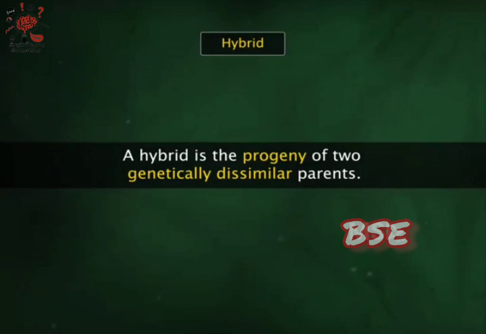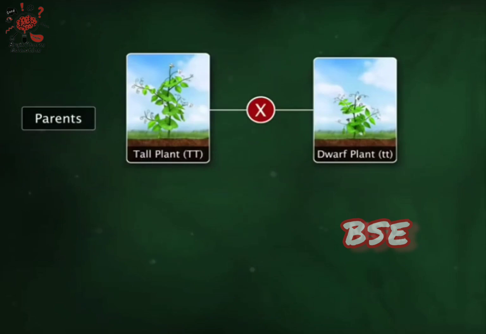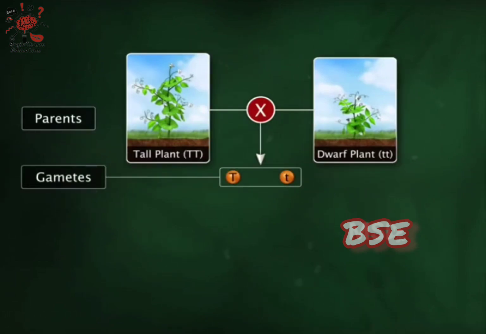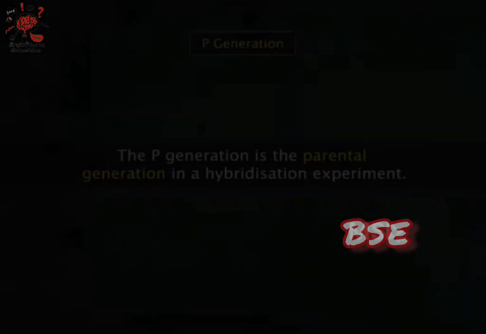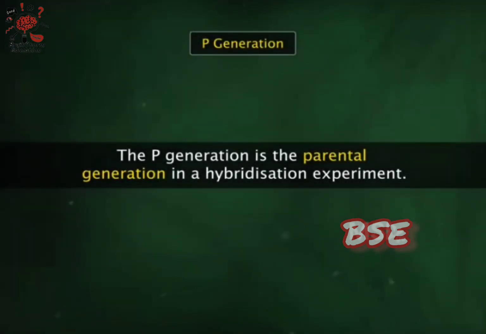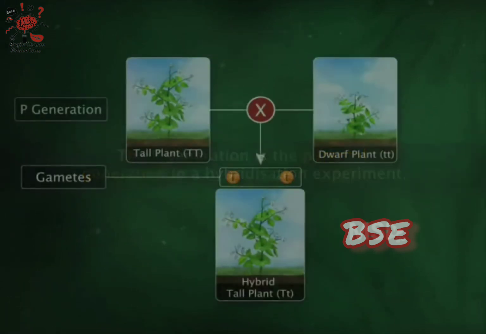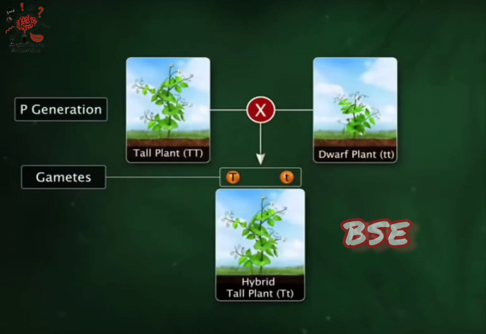Hybrid. A hybrid is the organism produced by crossing two genetically different parents. For example, in a cross between tall and dwarf pea plants, the progeny produced are hybrids. P generation. In a hybridization experiment, the P generation is the parental generation. For example, in this cross, tall and dwarf pea plants are the parents, or the P generation.